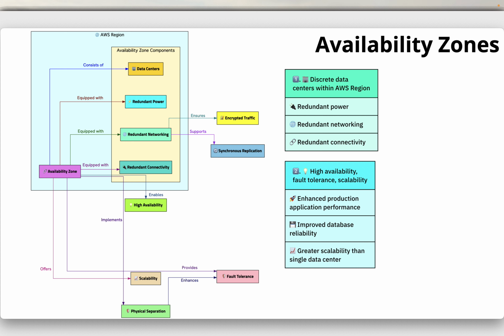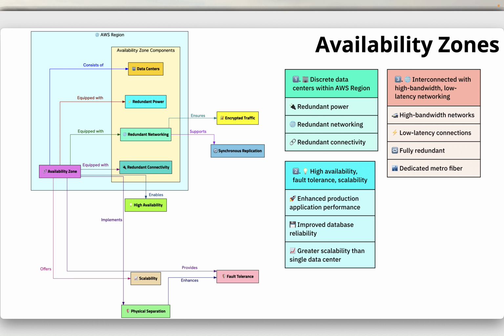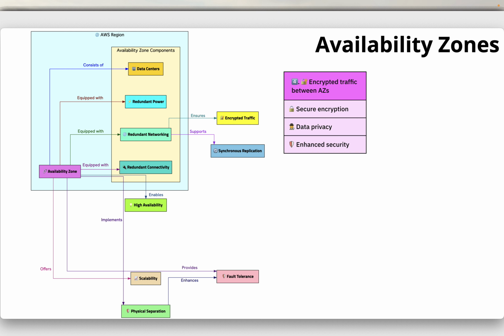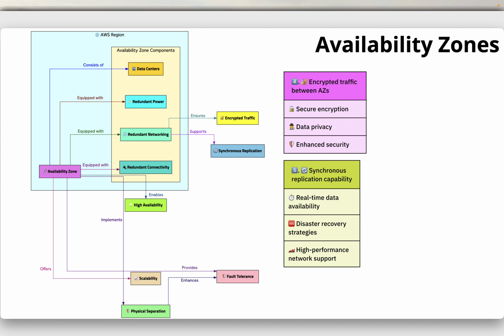AZs enable running production applications and databases with greater availability, fault tolerance and scalability than possible in a single data center. AZs within a region are linked by high bandwidth, low latency networks with fully redundant dedicated metro fiber. All network traffic between AZs is securely encrypted, ensuring data privacy and security. The network's high performance supports synchronous data replication between AZs, facilitating real-time data availability and disaster recovery strategies.